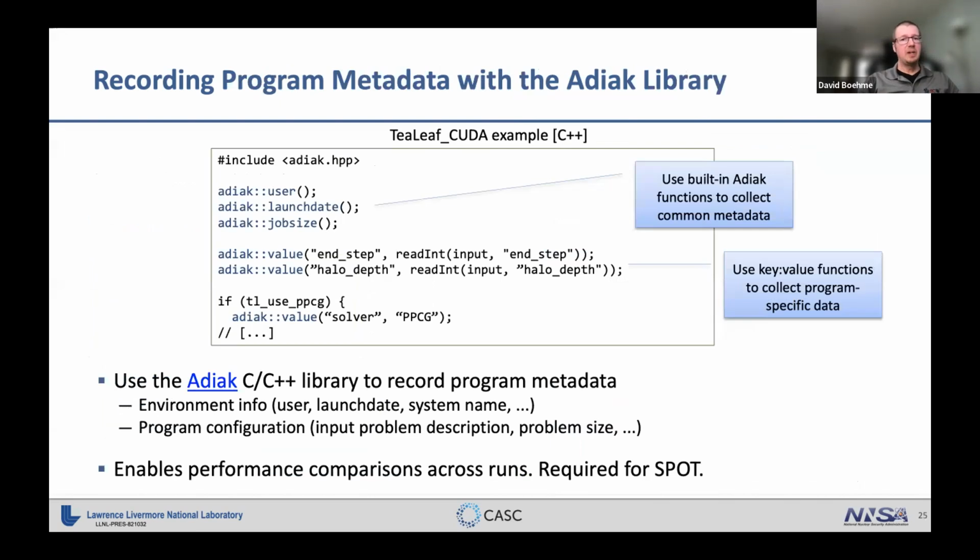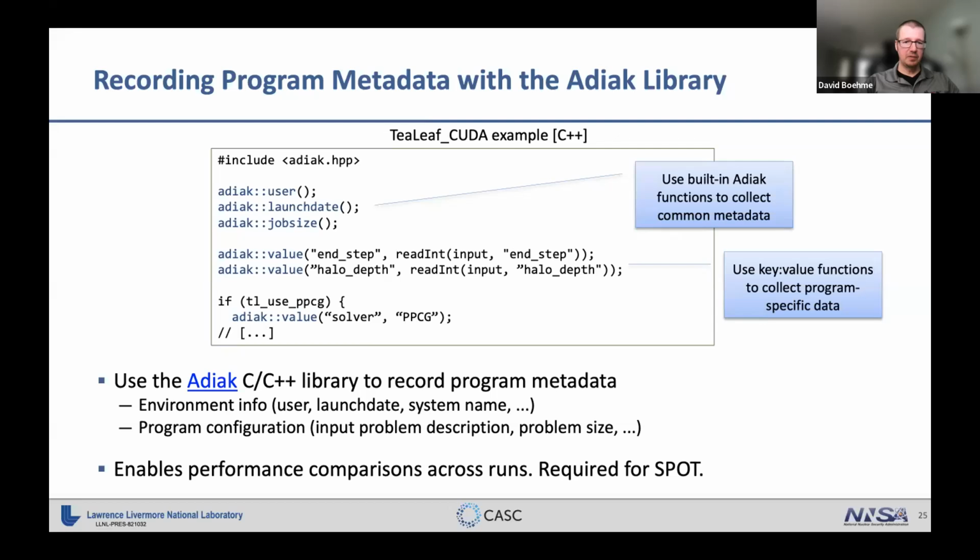Okay, so let's talk a little bit about ADIAC. ADIAC is a C and C++ library that we can use to record program metadata, and it has two kinds of calls. There's built-in functionality to collect common kinds of metadata information, things like a username, program launch date, MPI job size, and so on. And there's also a key value style interface that lets you add program-specific metadata. These would usually be some program input configurations and things like that, your problem size, or in this case here, in the example, the solver that you used.